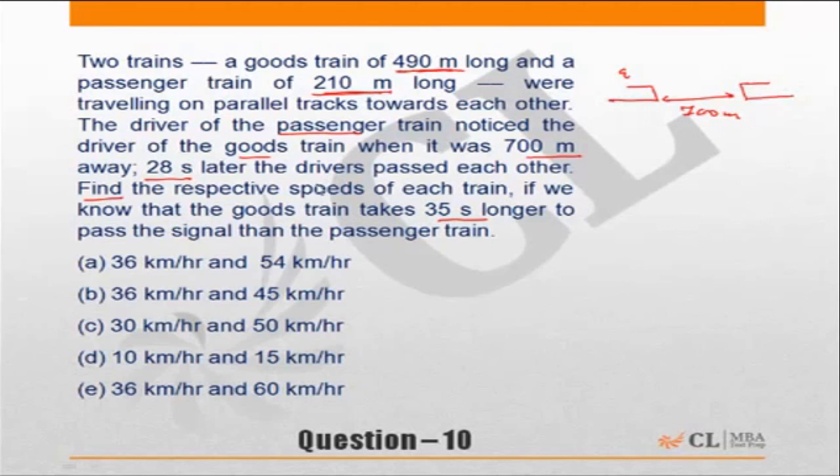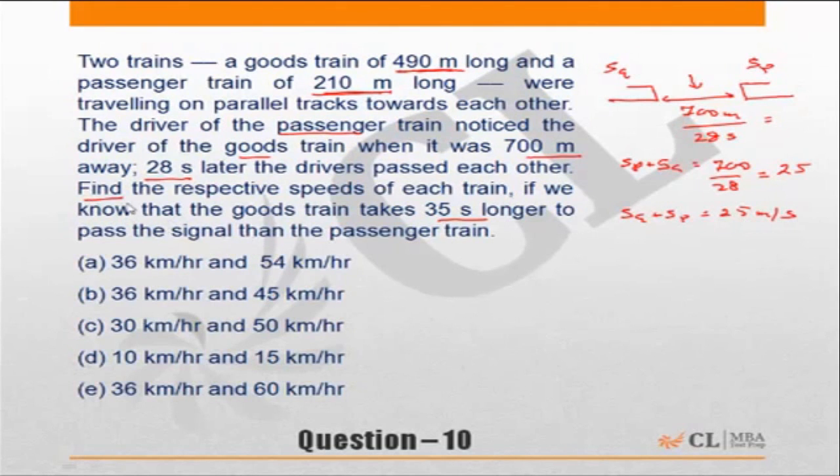28 seconds later, the drivers passed each other. That means this gap of 700 meters was covered by the two trains together in 28 seconds. So if the speed of the goods train is Sg and the speed of the passenger train is Sp, the sum of the speeds, Sp plus Sg, should be equal to 700 by 28, which is nothing but 25. So the sum of the speeds of the two trains is 25 meters per second.